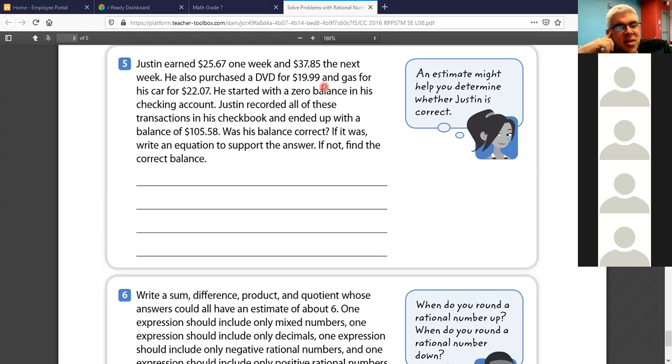The money I earned from working one week is money coming into my account, in the bank or on my card or in my virtual whatever, wherever it is. Money earned is positive. Money spent has to be negative, otherwise I'm not gonna know what my balance is.